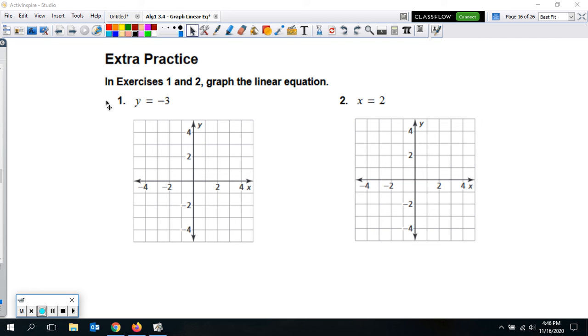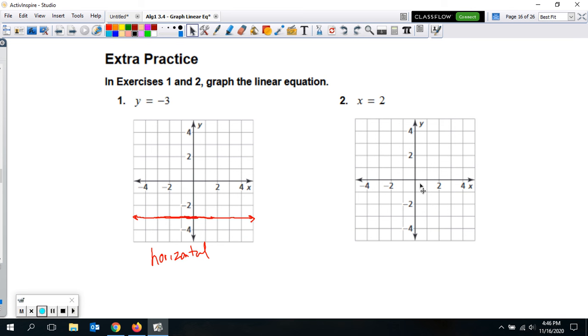Alright, so hopefully you did push pause and you're just checking your answers now. You've completed those two. So for number 1, y equals -3. So -3 is way down here. It's going to go right through, and y is constantly going to be -3. -3 is here too for y. y is -3 as well here. So it's going to be a horizontal line going straight through right there at y equals -3.